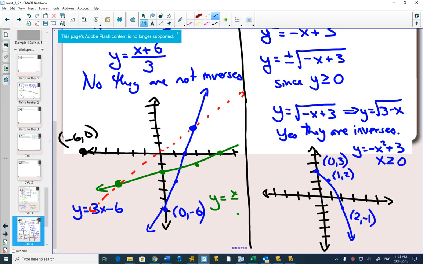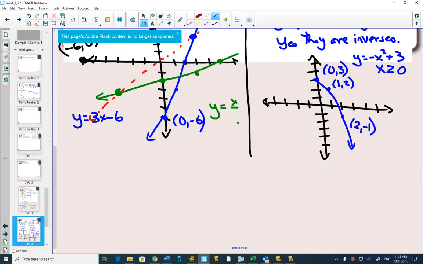My green graph was 3 minus x. This is written a little bit funny. We never do our translations left and right before the x. So probably you would like to write this as negative x plus 3. Can you see that that has a horizontal reflection and a horizontal translation?